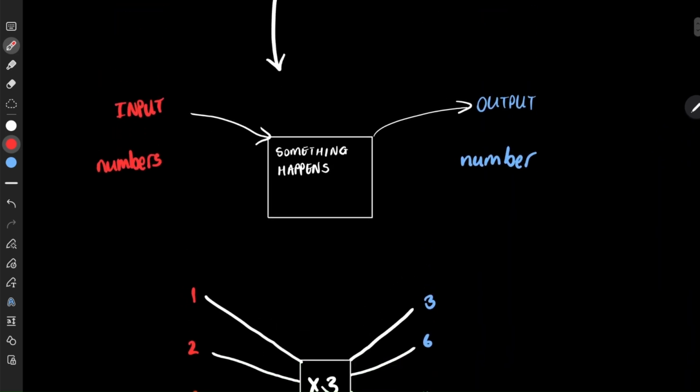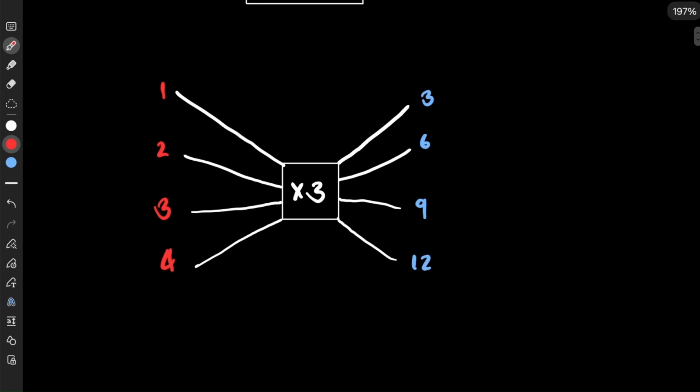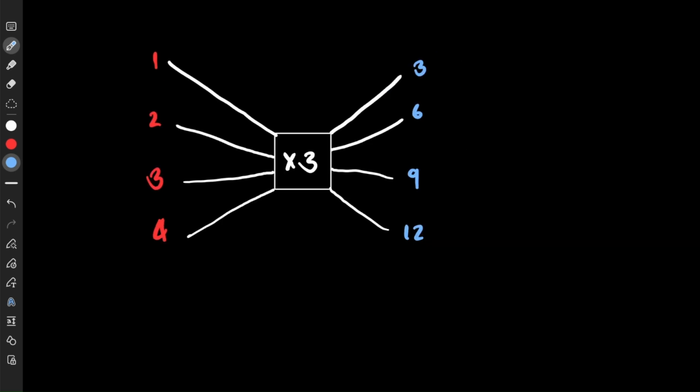And if this seems like a weird definition, let me give you an example. Let's say we have a function that just multiplies the inputs by 3. So we would have 1, we multiply 1 by 3, we get 3 as the answer. You take 2, you multiply 2 times 3, everyone knows that's 6, and so on and so forth. And essentially, that is what a function is. This is one way of representing a function. And something to note with functions is that there's only one output for each input.